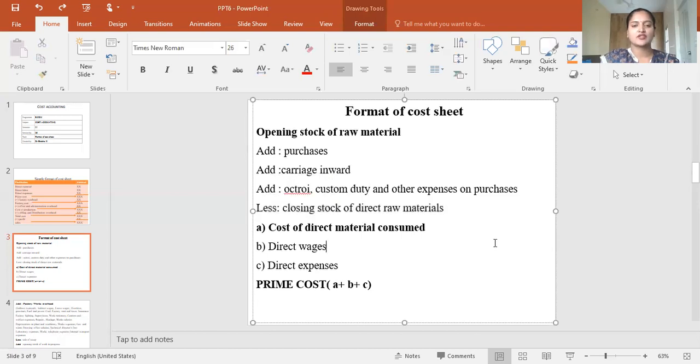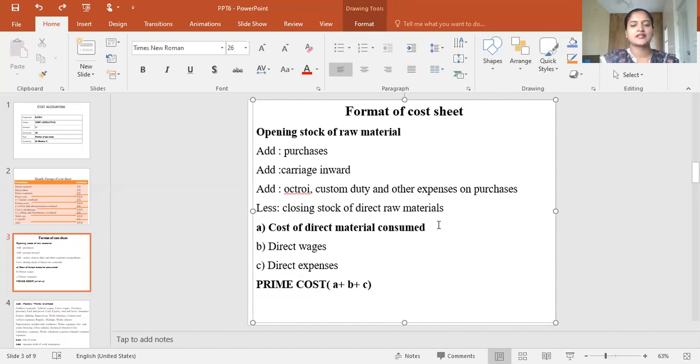less the closing stock of raw materials. Okay. And next, for your direct materials, if you add the opening stock of raw materials and deduct the closing stock of raw materials, we are going to get the output. That is what we call the cost of direct materials consumed.